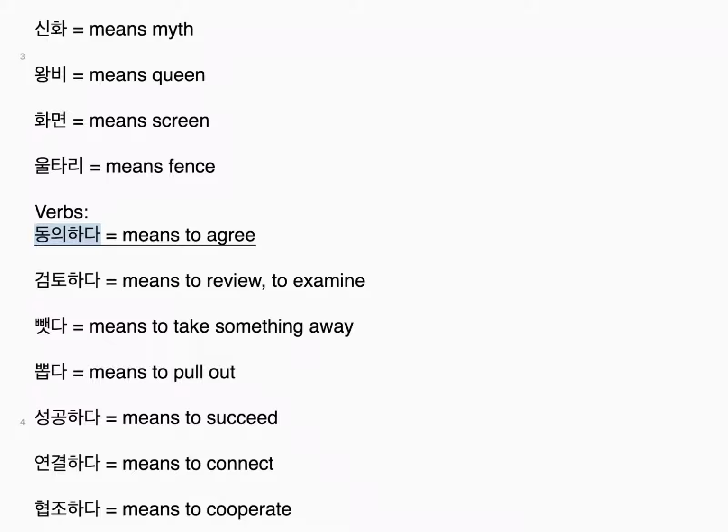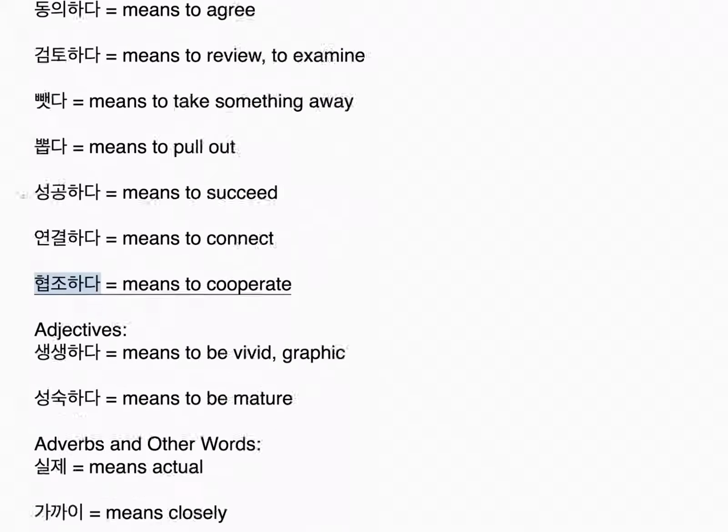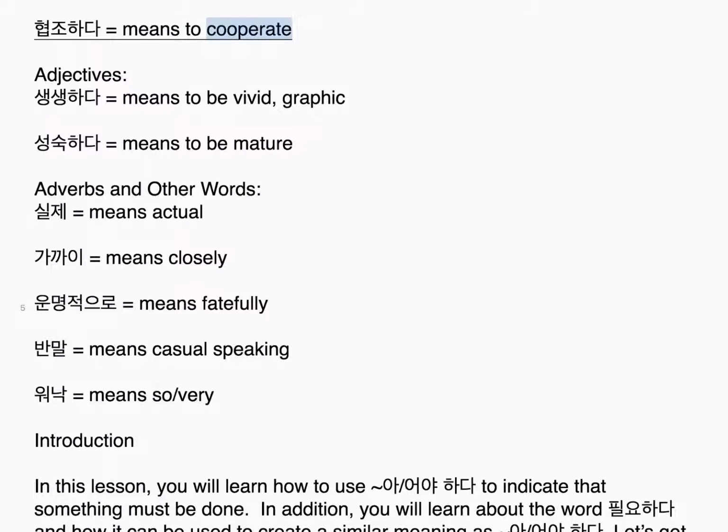Verbs. 동의하다, means to agree. 검토하다, means to review, to examine. 떼다, means to take something away. 뽑다, means to pull out. 성공하다, means to succeed. 연결하다, means to connect. 협조하다, means to cooperate. Adjectives. 생생하다, means to be vivid, graphic. 성숙하다, means to be mature.